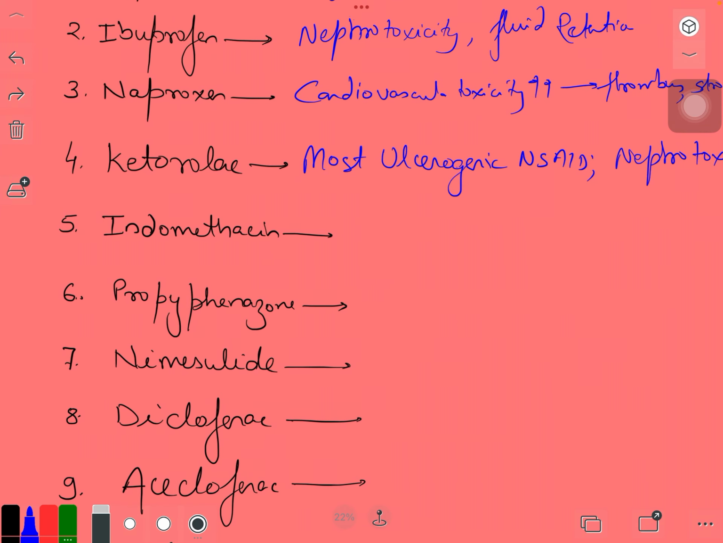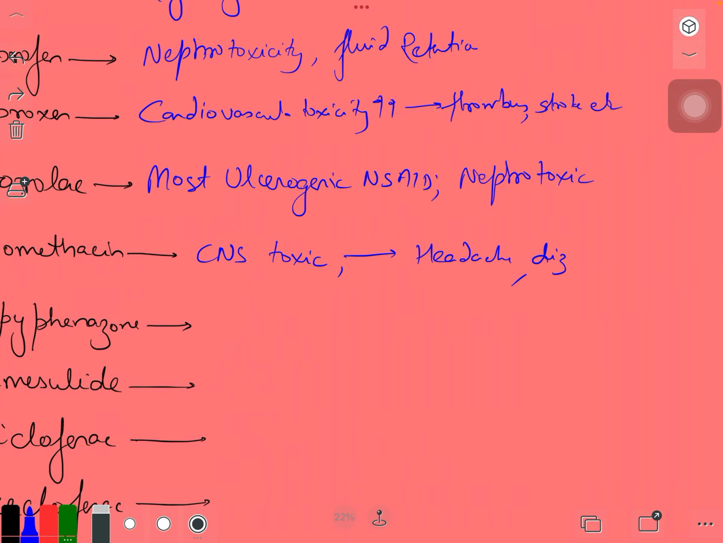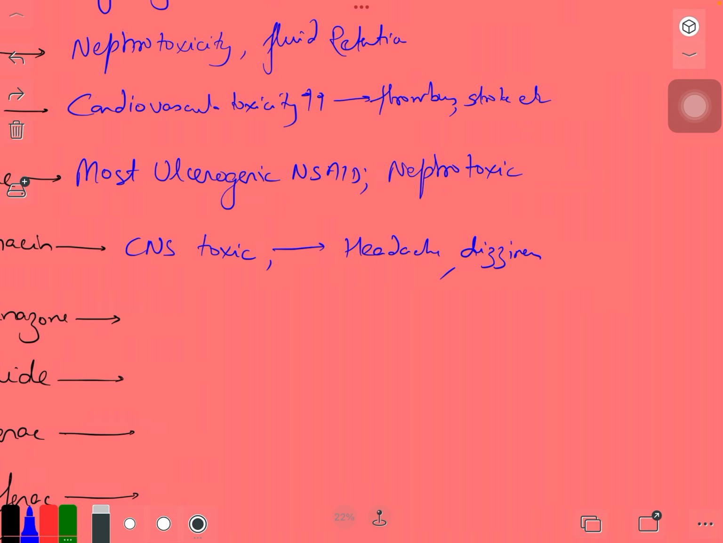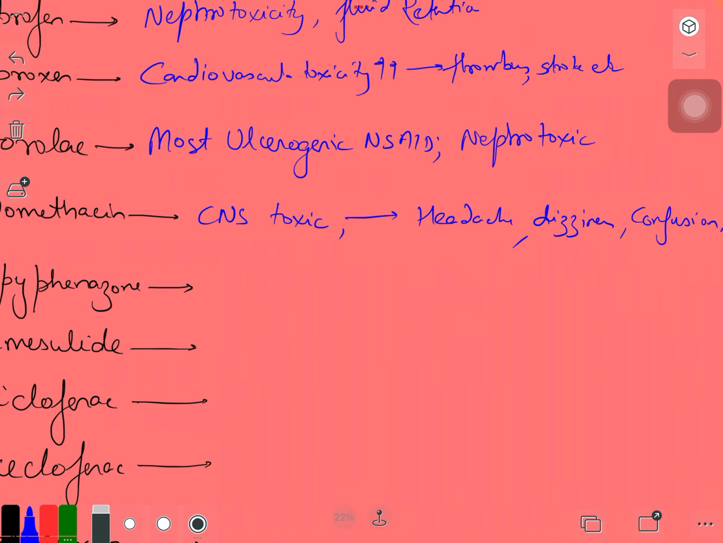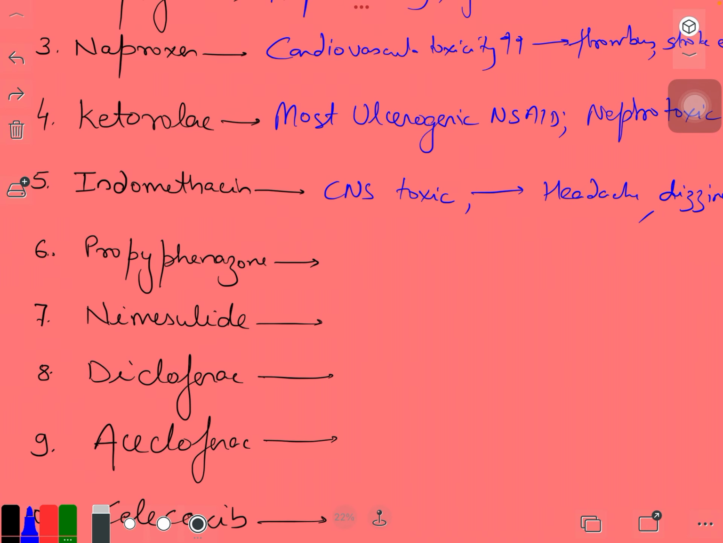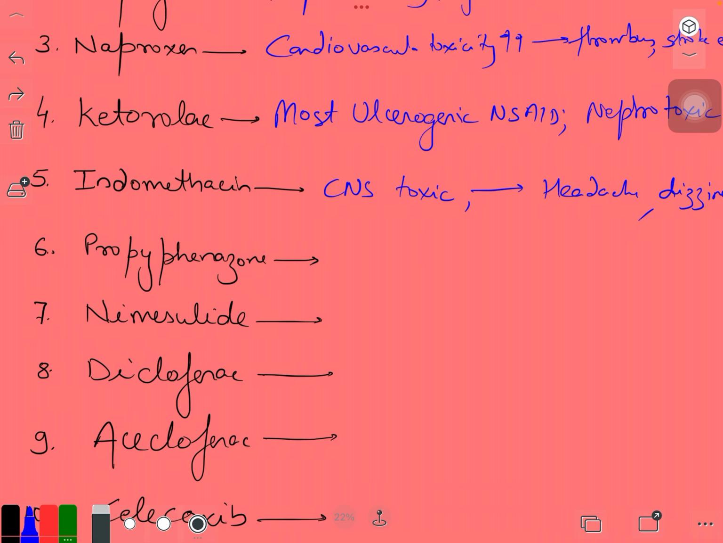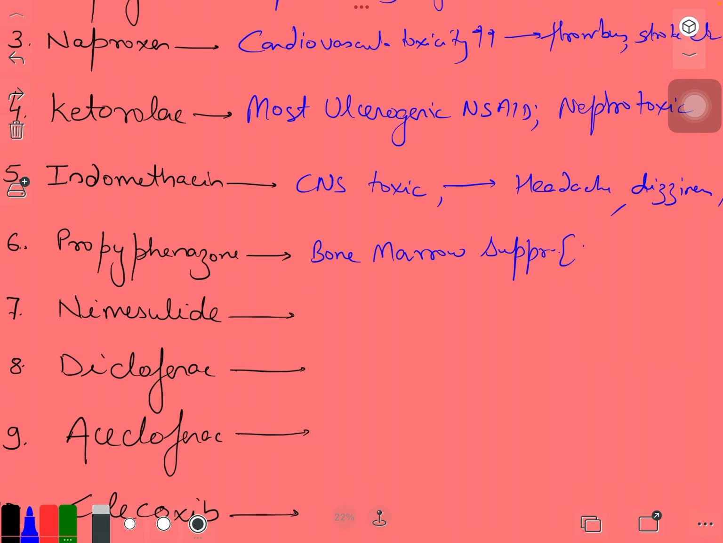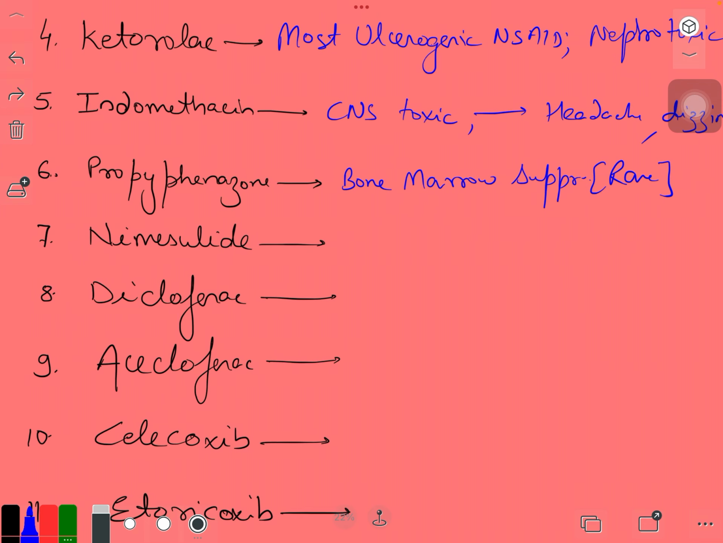Next is indomethacin. Indomethacin is CNS toxic. It can cause headache, dizziness, and confusion. There can also be some other side effects. Propyphenazone is the only drug which acts on the bone marrow also. So it can cause bone marrow suppression. However, it is a rare side effect.